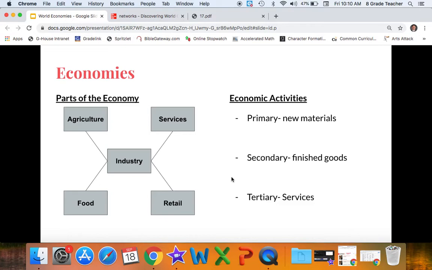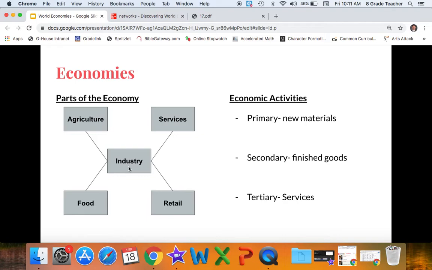The next portion of our economies describes the different levels and the different types of economic activities. There are different parts of the economy. For example, there's the agricultural industry that grows all the different foods. There are different service industries that provide services for people that need things done for them. There are different types of industries in terms of simply manufacturing, building things, creating things.